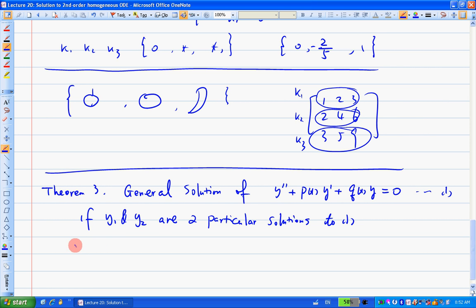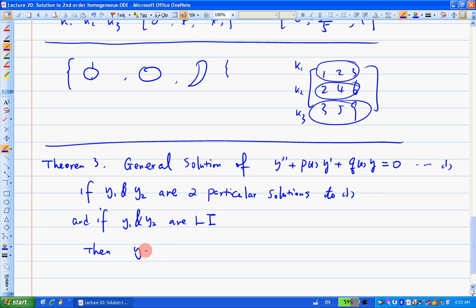Now this is the only condition, and if y1 and y2 are linearly independent, so they're not connected, then y equals c1 y1 plus c2 y2 is the general solution to equation 1. So that basically is a guideline to guide us how to find the general solution of this kind of homogeneous second order differential equation.